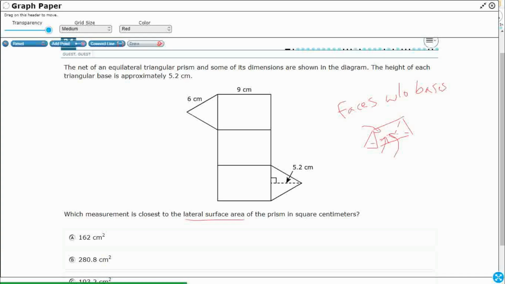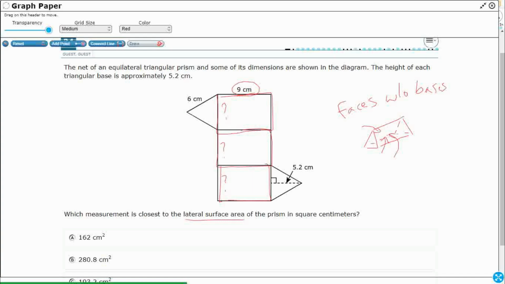So really what we're looking for are these three rectangles. Since this is a triangular prism, the two triangles count as the bases, which means we don't want those. So we just want three rectangles, which should be fairly easy, right? We've got base times height. Here's the thing: I see that 9, but I don't see what my height is. I see this 6 and a 5.2, but neither of those is the height I'm looking for.